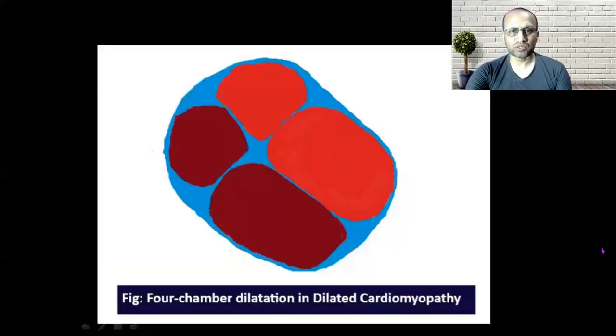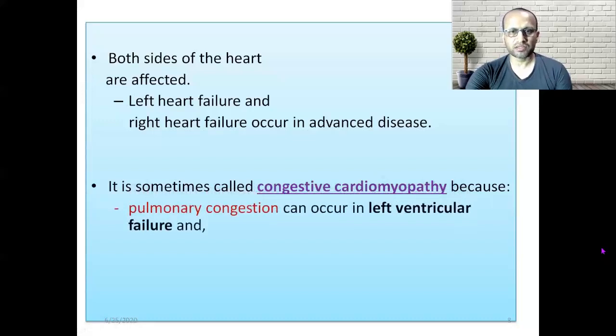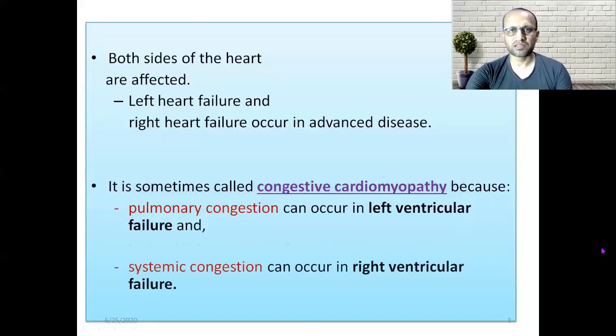This diagram shows four-chamber dilatation in dilated cardiomyopathy. Both sides of the heart are affected. A patient can suffer from left heart failure and right heart failure in advanced stage. Heart failure in dilated cardiomyopathy is called congestive cardiomyopathy because pulmonary congestion can occur in left ventricular failure and systemic venous congestion can occur in right ventricular failure.